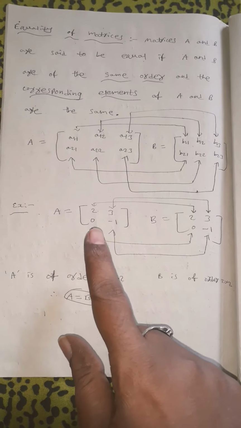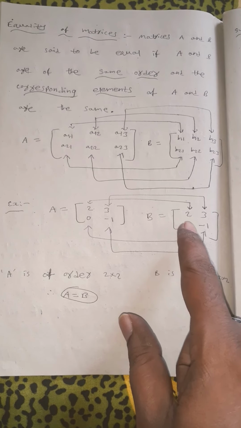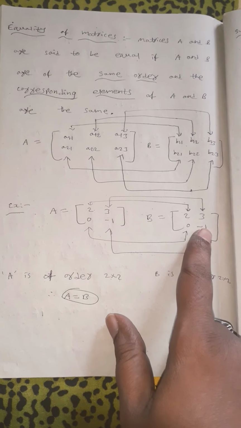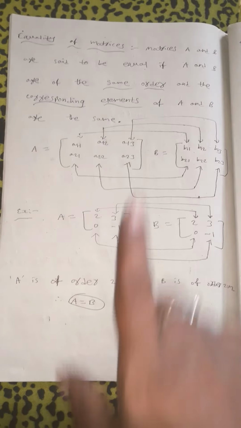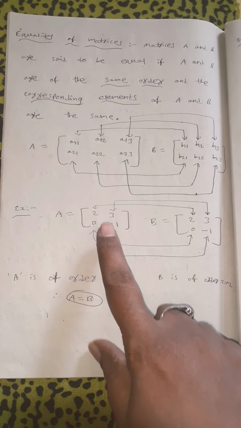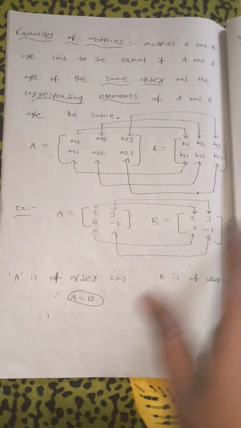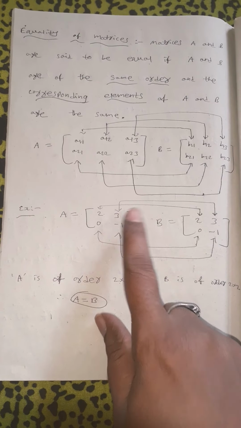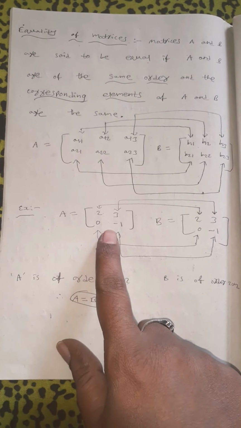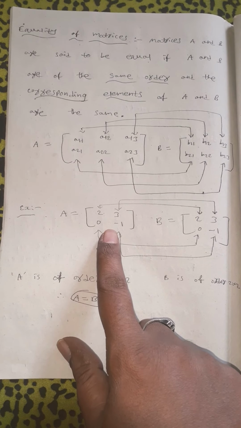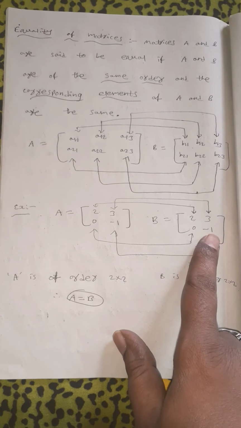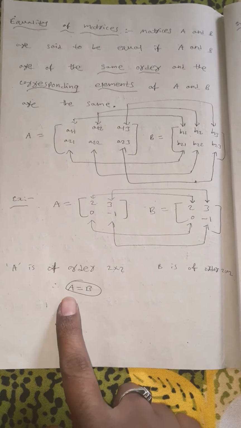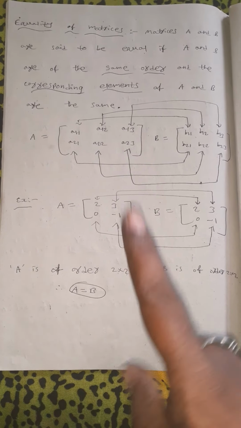If you take an example like this, A equals 2, 3, 0, minus 1. Next, B should also have the same numbers and the same order. Here it is a 2 by 2 matrix, here also a 2 by 2 matrix. Elements should also be the same. If we take 2 here, here also it should be 2. We take 3, 3, 0, 0, minus 1, minus 1. So how will you compare here? Same, 2, 2. Next 3, 3, 0, 0. Next, second row, second column is minus 1, and here also second row, second column is minus 1. So A is of order 2 by 2, B is also of order 2 by 2, and A is the same as B. Means we can say it is equality of matrices.